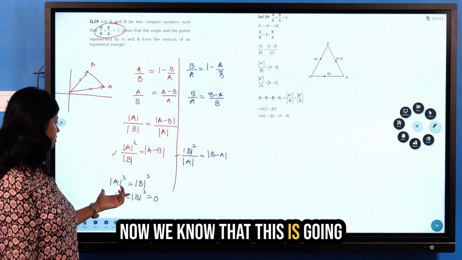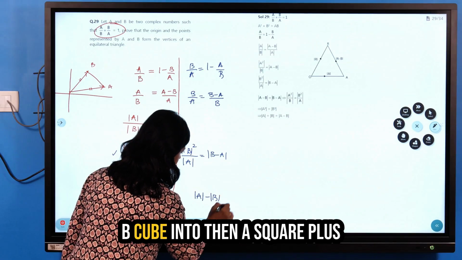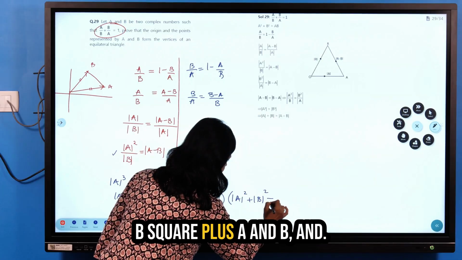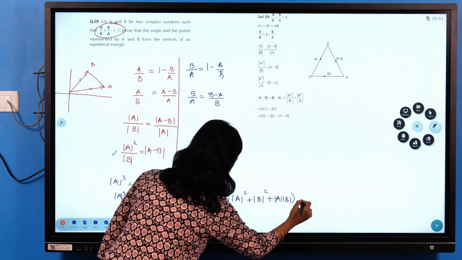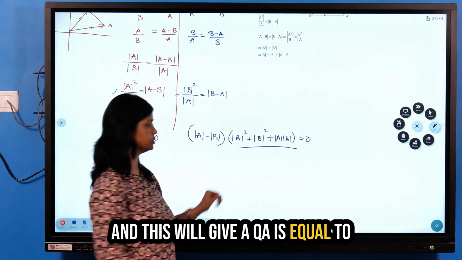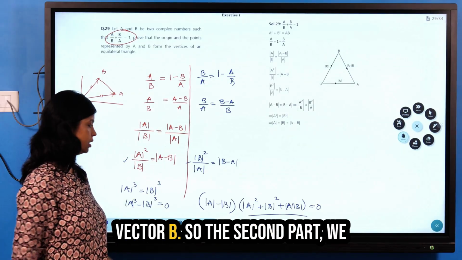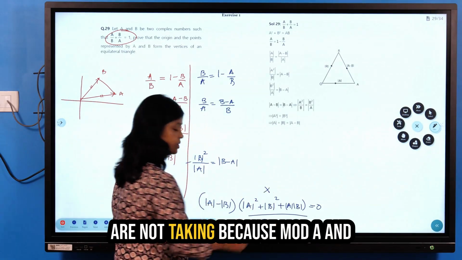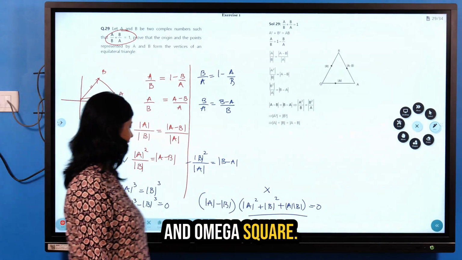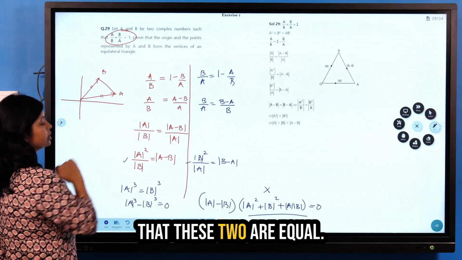Now we know that this is going to factor into mod A minus mod B, into mod A squared plus mod B squared plus mod A mod B. This one will give us complex factors, and this will give mod A is equal to mod B, or the length of vector A is equal to the length of vector B. The second part we are not taking, because mod A and mod B are real numbers, and that factor has the roots omega and omega squared. From here we come to the conclusion that these two are equal.